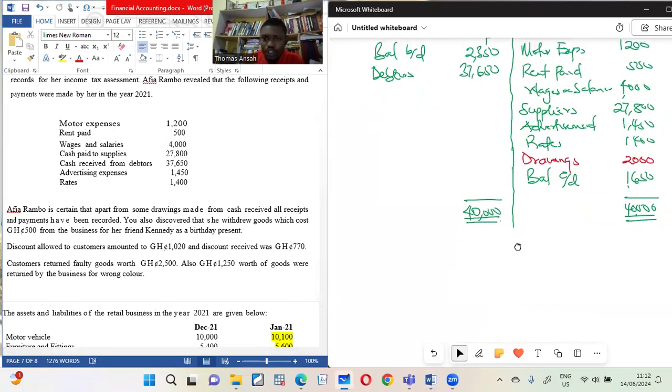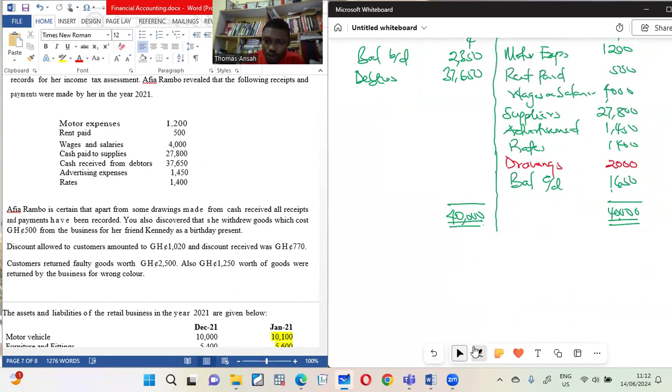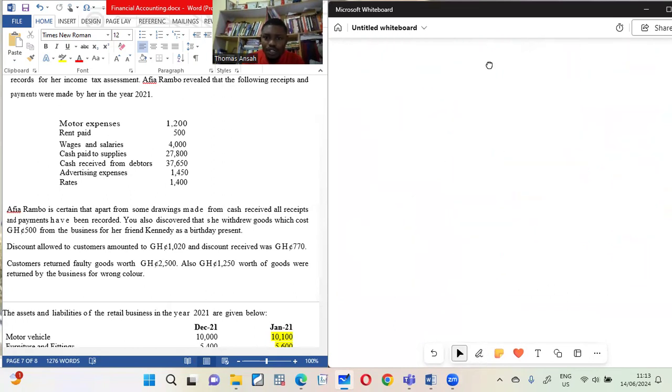Let's go on. So this one tells you what is supposed to go to your balance sheet from your cash book. When you do your balance sheet, your balance brought down will still be 1,650. All right. So I'll show you the shortcut to know whether you are right or wrong. Okay. So that is that. So now we have done with our step 2. Let's go to our step 3.